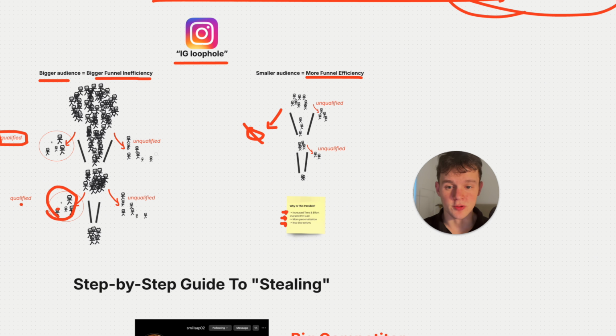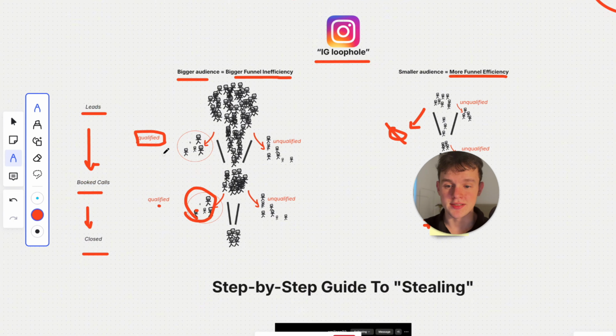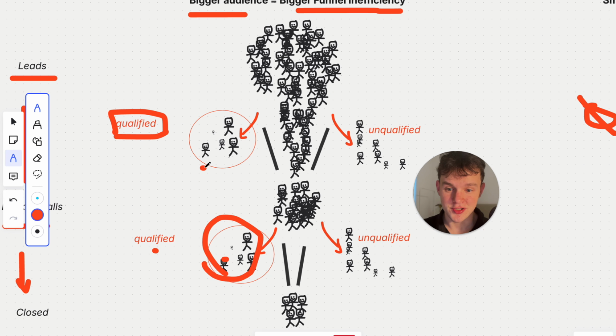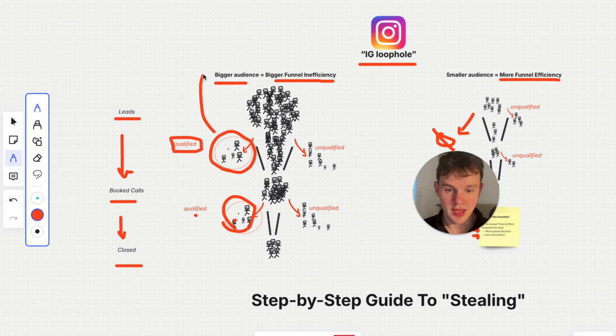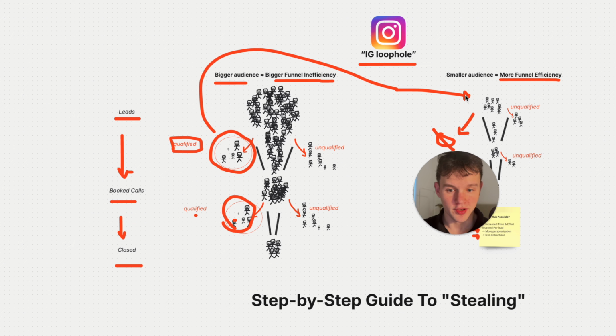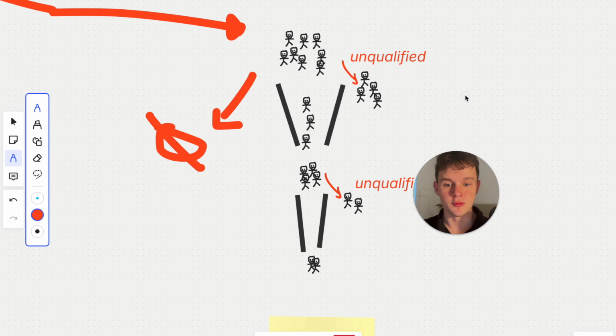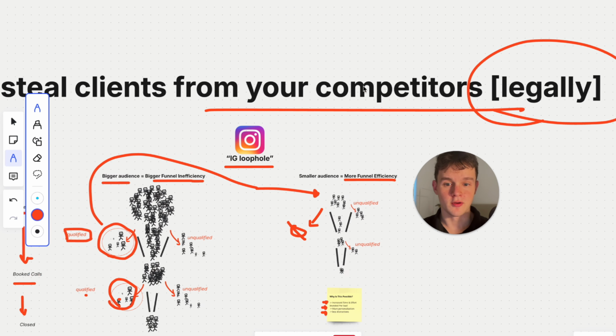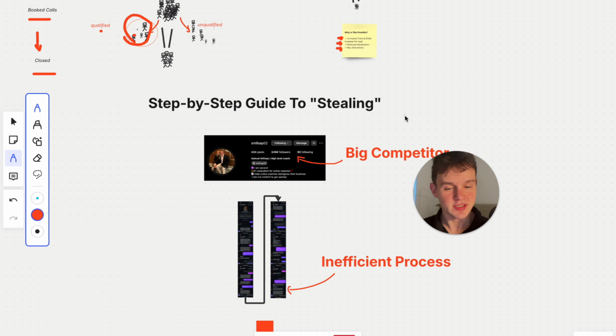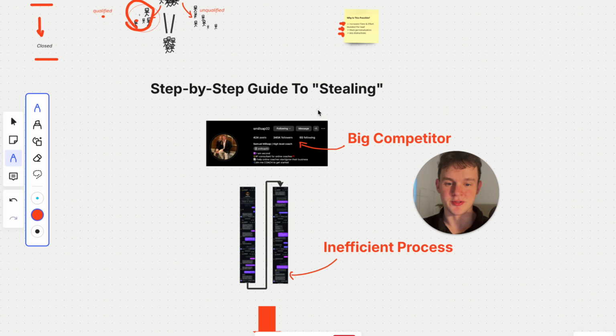And now pay close attention to this. It also means that you can use the funnel inefficiency of this big creator, of this big competitor. You can talk to these people, and if you are able to include these people in your own funnel, then you will be able to profit off your competitor's audience and steal their clients. So this is how you do it. This is the step-by-step to stealing.